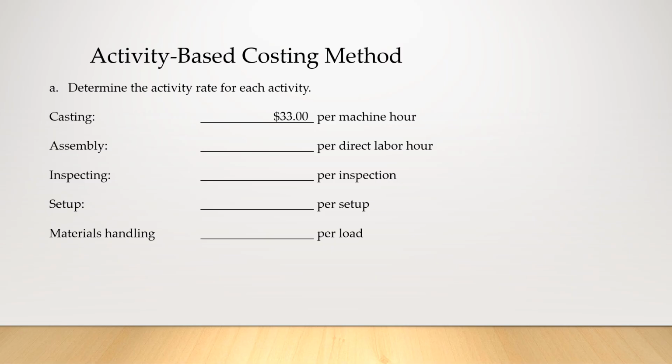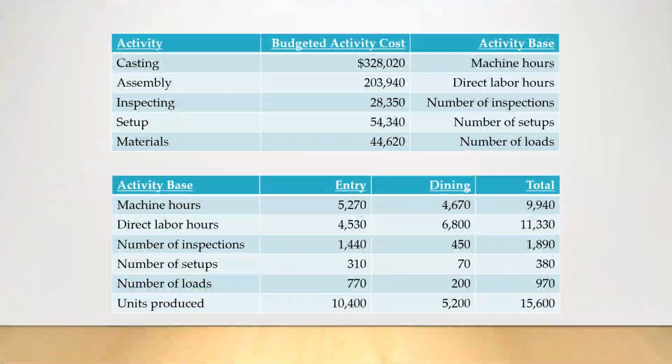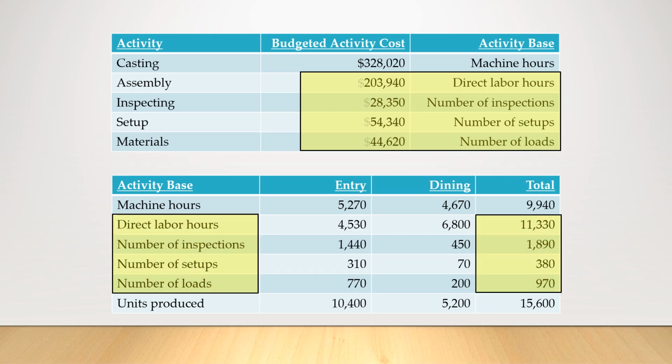With our activity rate for casting calculated, we simply need to repeat the previous process for assembly, inspecting, setup, and materials handling. Again, we have our budgeted dollar amounts for each activity in the top table, and their respective budgeted total activity bases in the bottom table. For each activity, divide its annual budget by its annual total base.